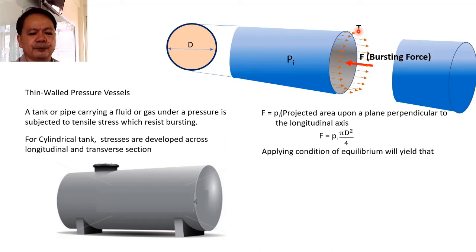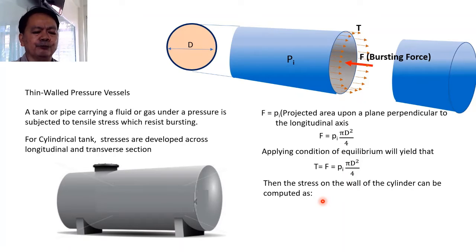And if you are going to apply the condition of equilibrium, it will lead that the magnitude of this tensile load shall be equal to the magnitude of the bursting effect. And this will also be equal to the product of the pressure inside multiplied by the area projected upon the plane perpendicular to the direction of the longitudinal axis, which is in the form of a circle. And that is also equal to p times pi d squared over 4.